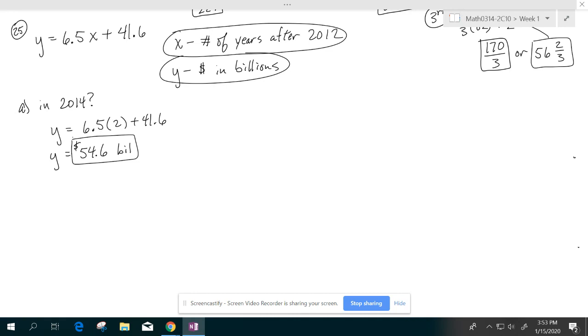And so what year is it now? I'm kind of curious if this formula holds true. I want to know how much money they're spending now. So in 2020, how many years after 2012 is today? How many? 8. 8 years from 2012 is 2020. Let's plug in and see how much money they're spending this year.